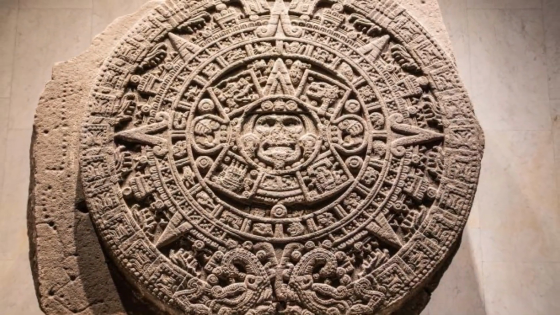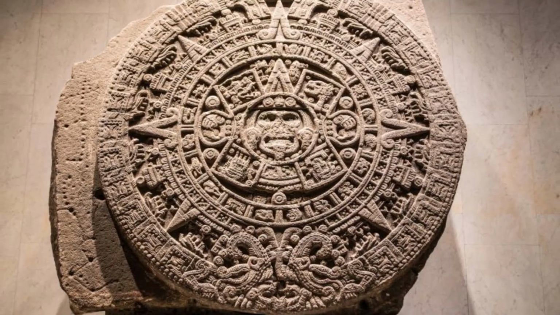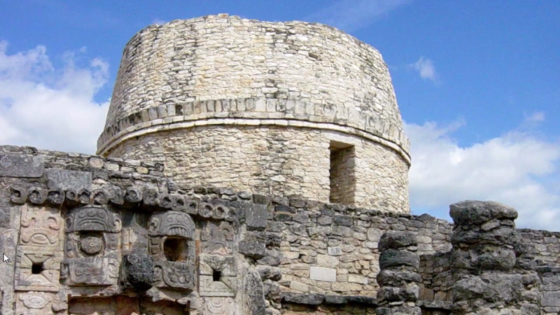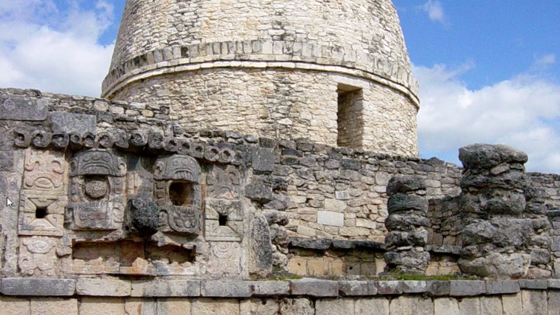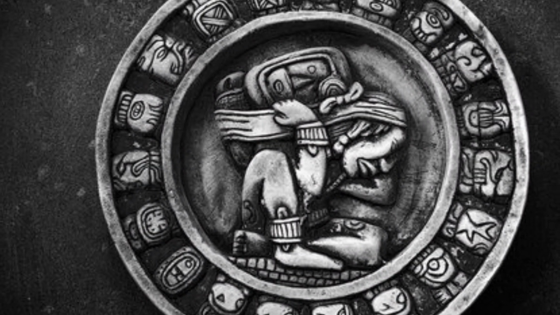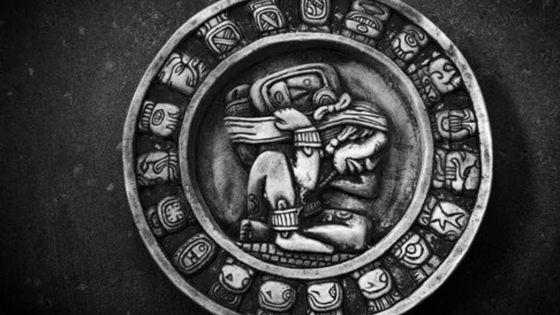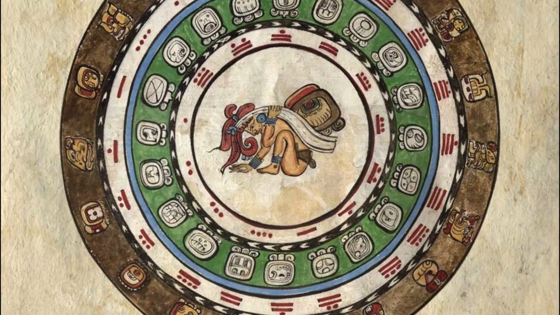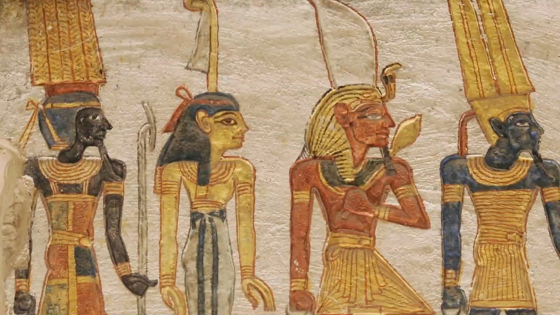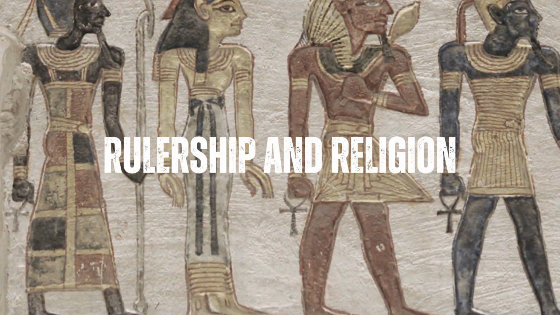Mesoamerican civilizations, especially the Maya, were masters of astronomy. The Maya observed the movement of Venus and tracked the cycles of the sun and moon with extreme accuracy. The Maya Long Count calendar was based on astronomical cycles, and they could predict eclipses, solstices, and equinoxes centuries in advance.